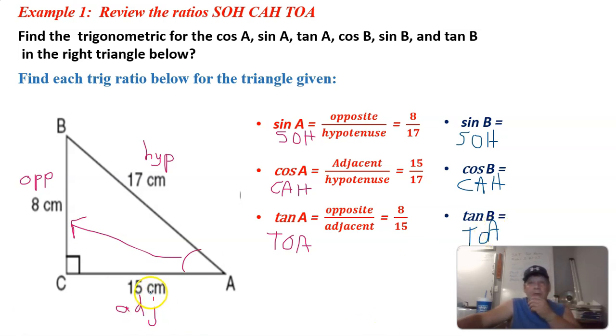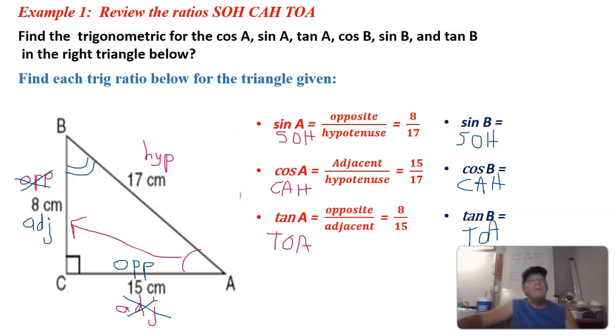Now, since we're dealing with B, I'm going to put this in blue and I'll put 2 arcs here. And remember, for the blue now, this is the opposite. This is the adjacent. And remember, adjacent is the side that makes up the angle that's not a hypotenuse.